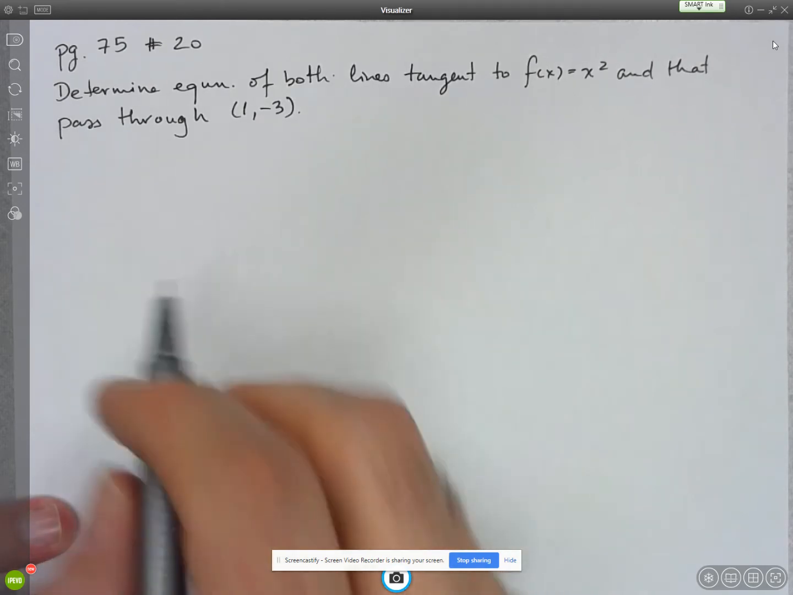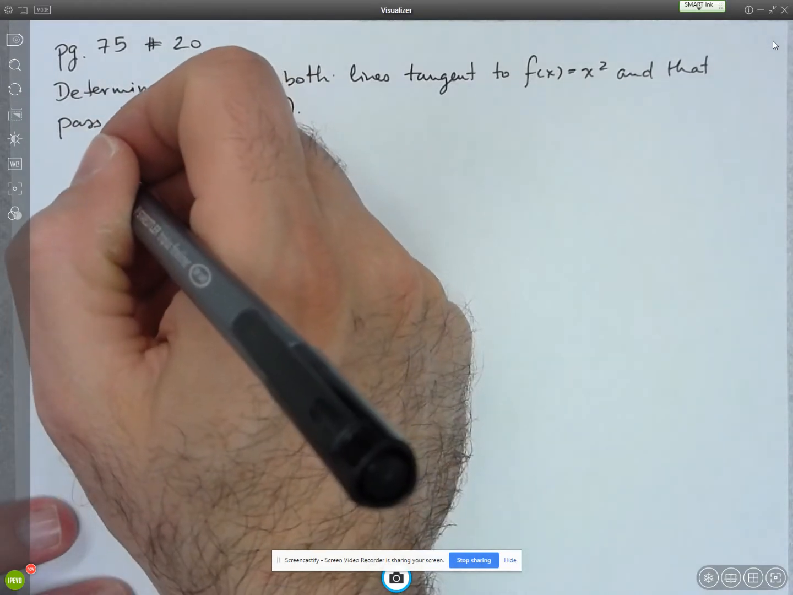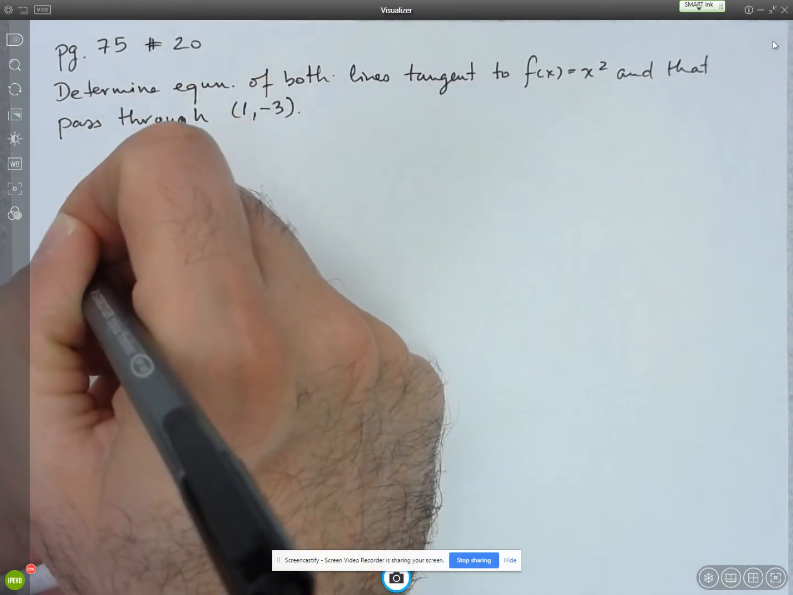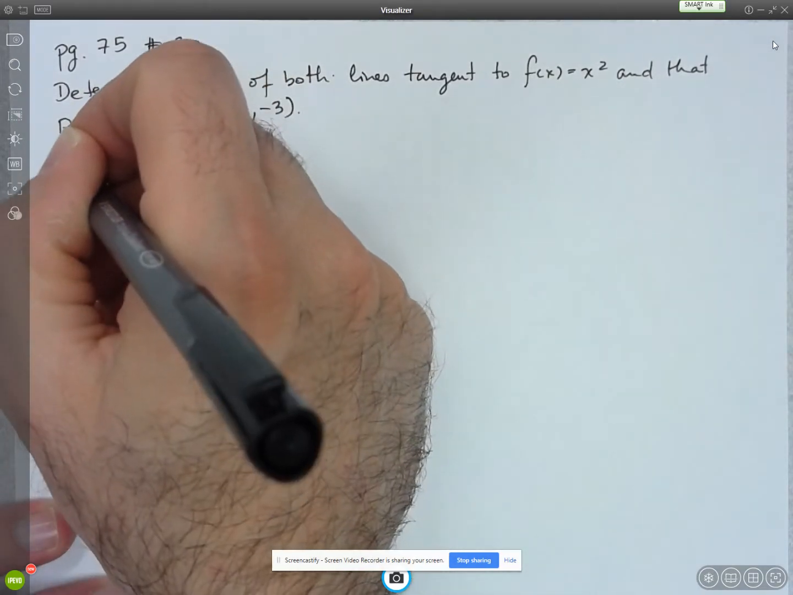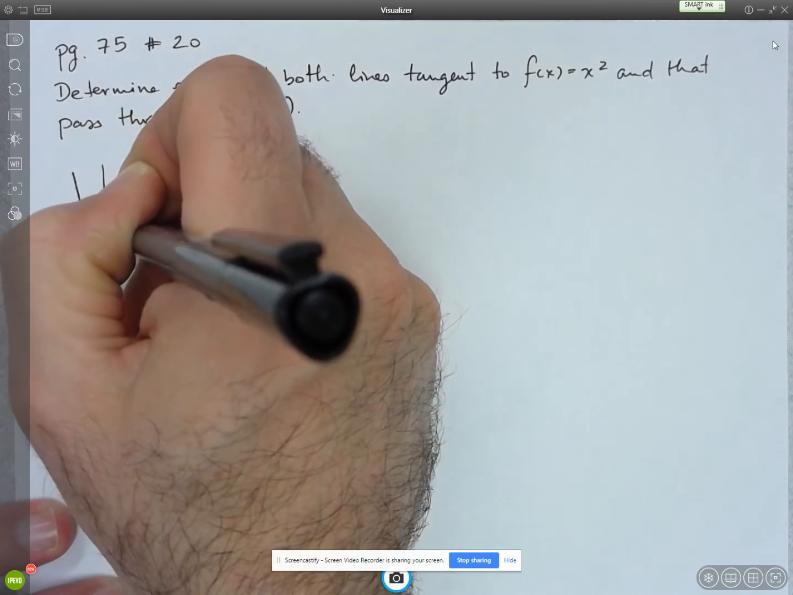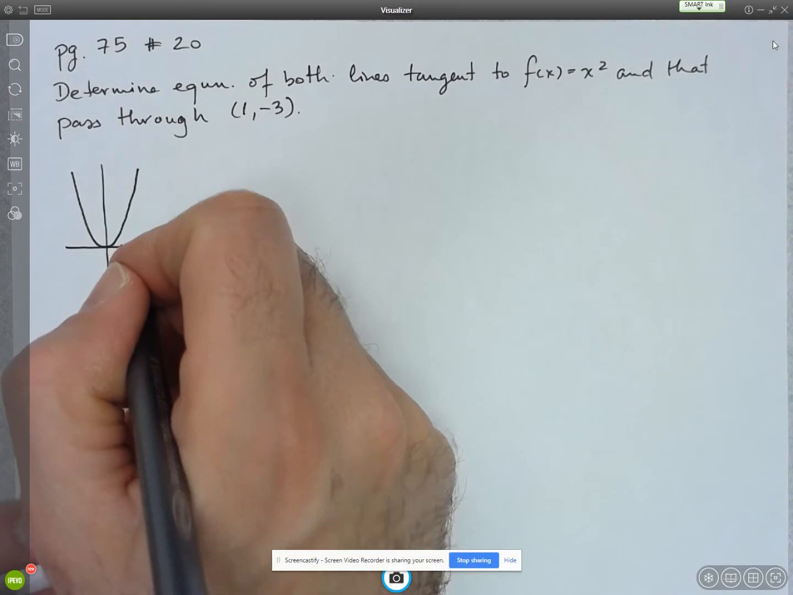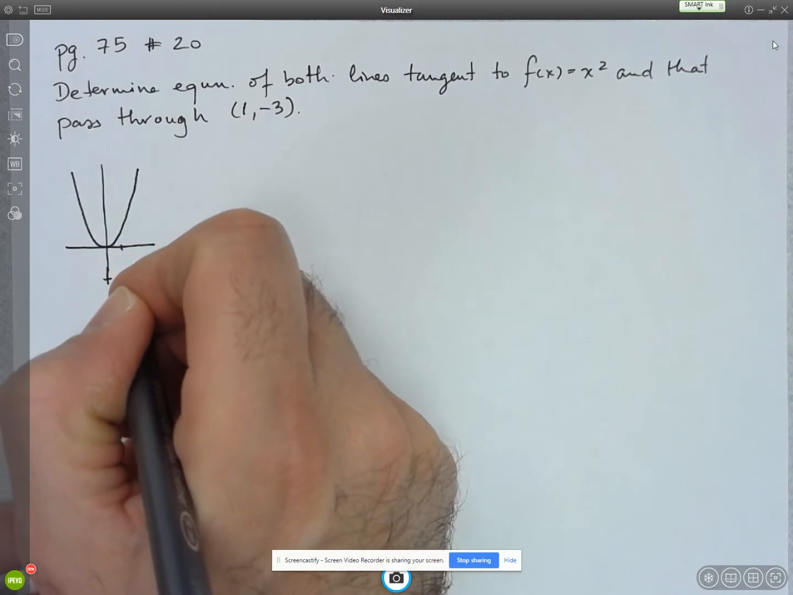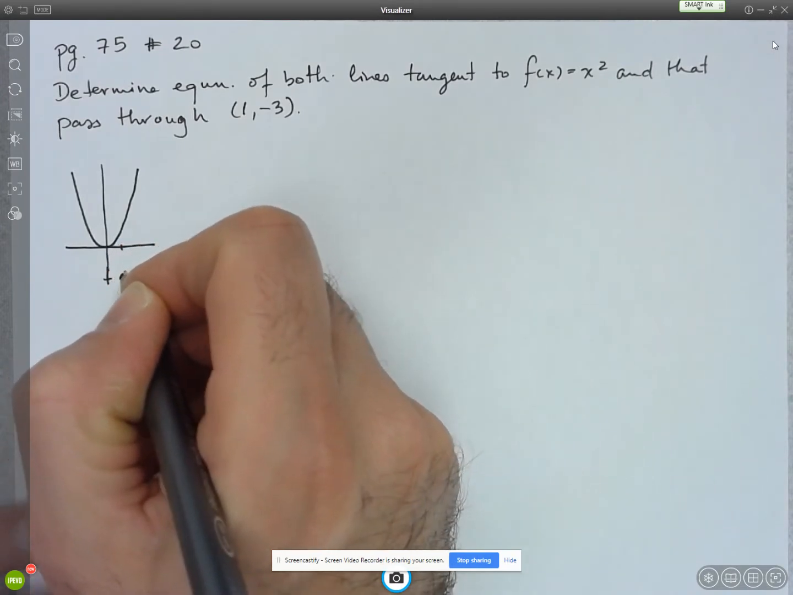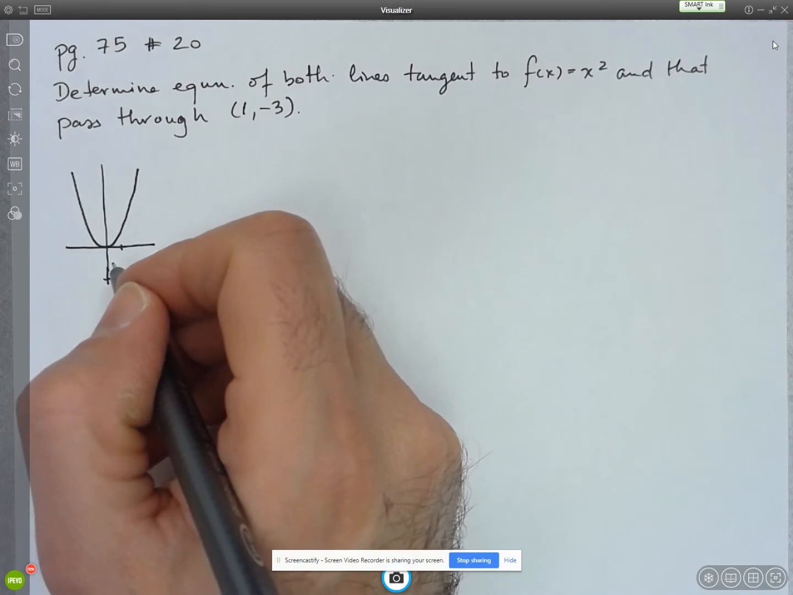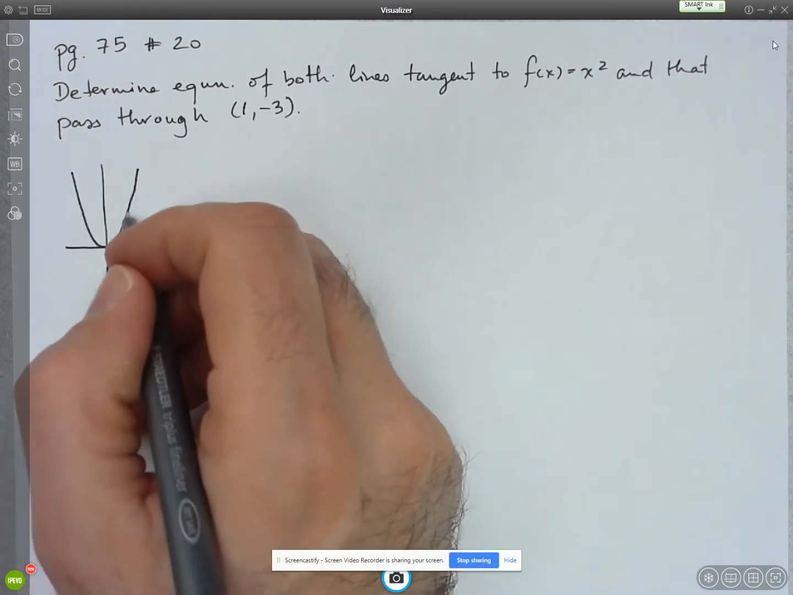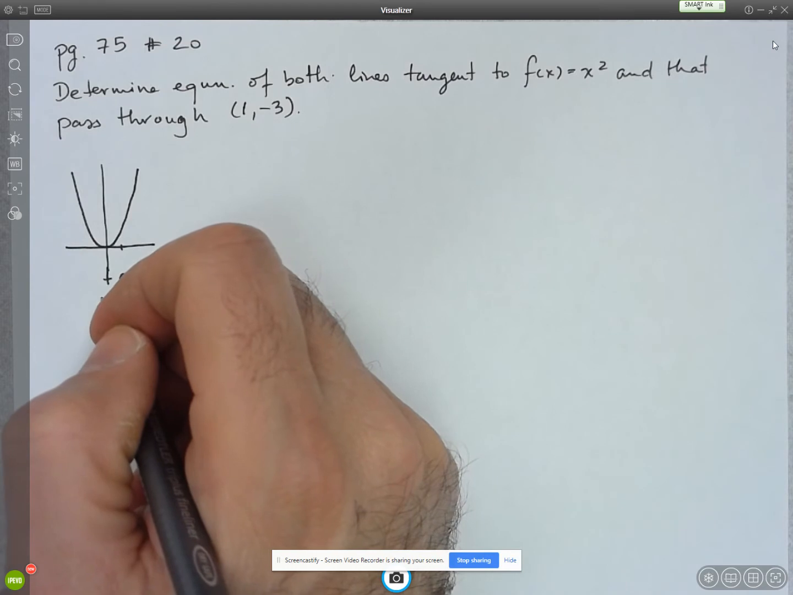So what I'm going to do is draw a graph to see if I can get a sense of what's going on. Okay, so let's draw y equals x squared. And let's draw the point (1, -3). So say that's 1, so -3 somewhere here. And so what we're looking for is a line that's tangent to this curve and passes through (1, -3).